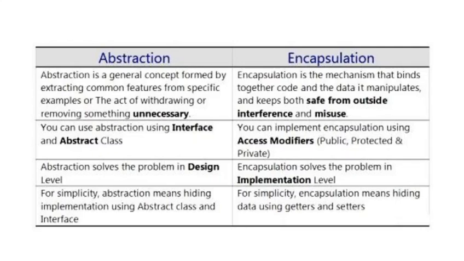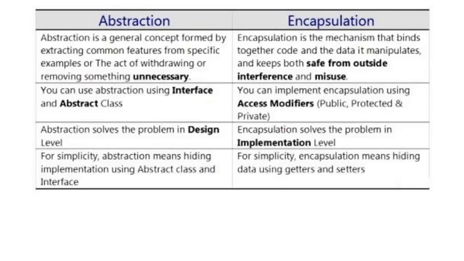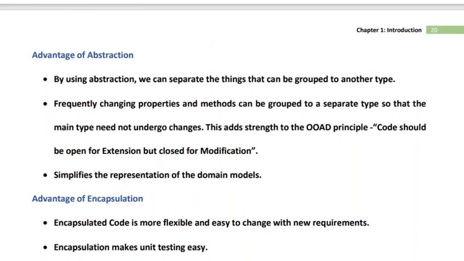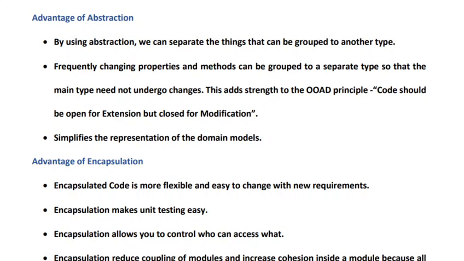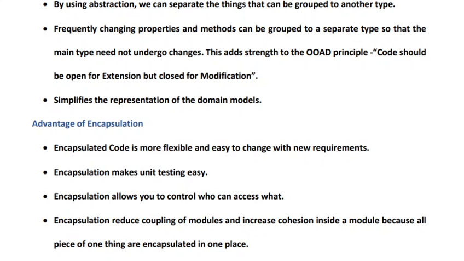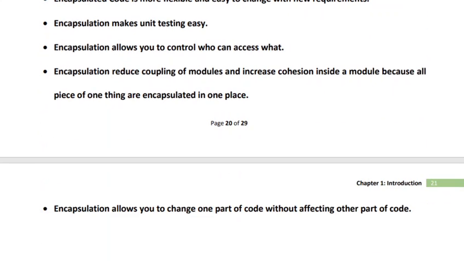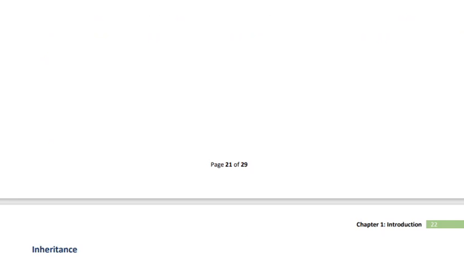So here what we're trying to do is preserve the way the data and the code belonging to a particular object are implemented. Okay, so for simplicity, abstraction means hiding implementation using abstract classes and interfaces, whereas encapsulation for simplicity means hiding data using getters and setters. Now you can go through the set of advantages of encapsulation and abstraction. This we have already specified in the previous two slides.